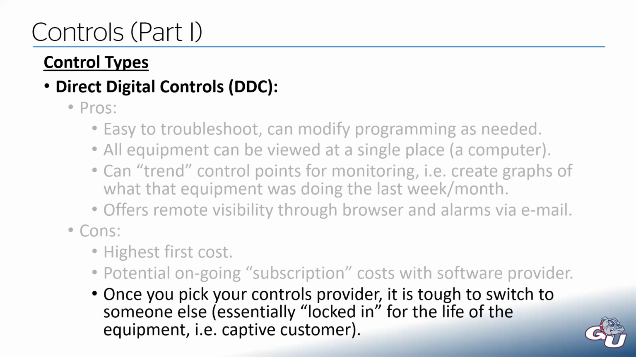Within McKinstry, we tend to use 3 or 4 different controls providers. They all have their own interface and their own software. And once a customer chooses one of those providers, that's it. They are locked in for the life of that control system because it's very expensive to go in and essentially fire that controls contractor once they are in your building. So this can be a pretty big decision to make. But yeah, once you're in, you're a captive customer.